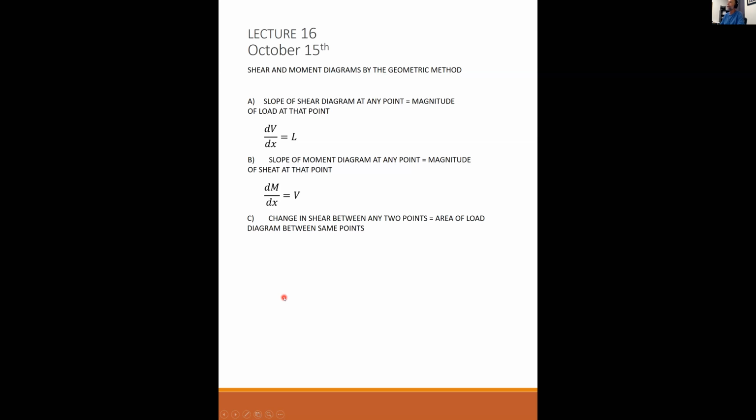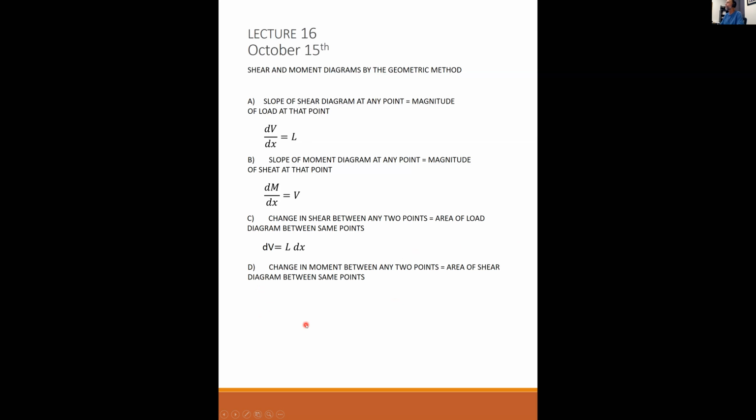C, the change in shear between any 2 points is equal to the area of the load diagram between the same points. So we're going to say that dV, the change in shear, is equal to the area of the load diagram between the 2 points.